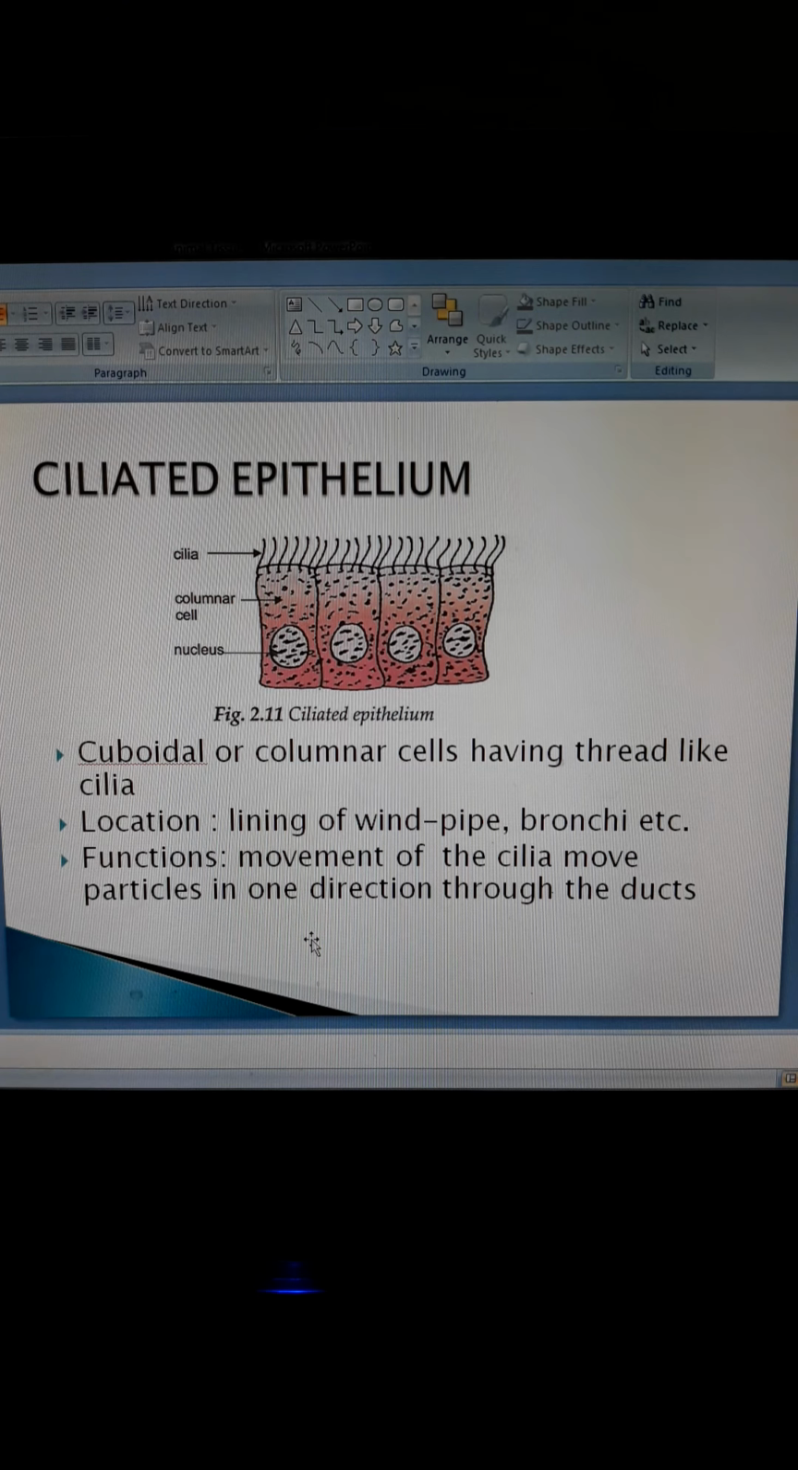Now, where are these found? These are found in the lining of the windpipe, bronchi and kidney tubules. About the windpipe and kidney tubules we will study later when we study the chapters on the respiratory system and excretory system. So this was all about the epithelial tissue.